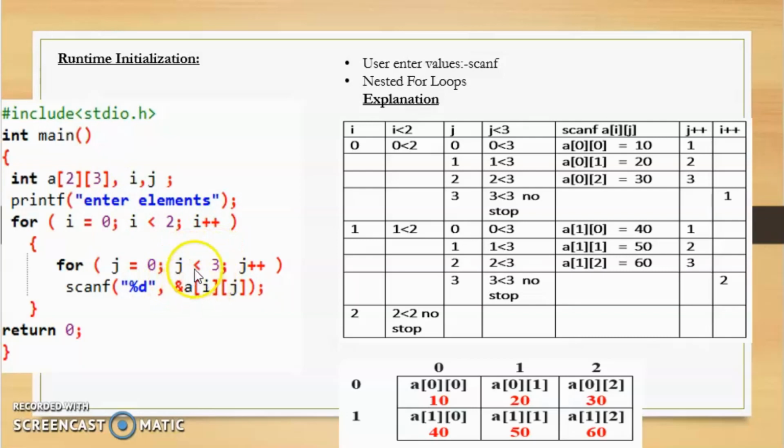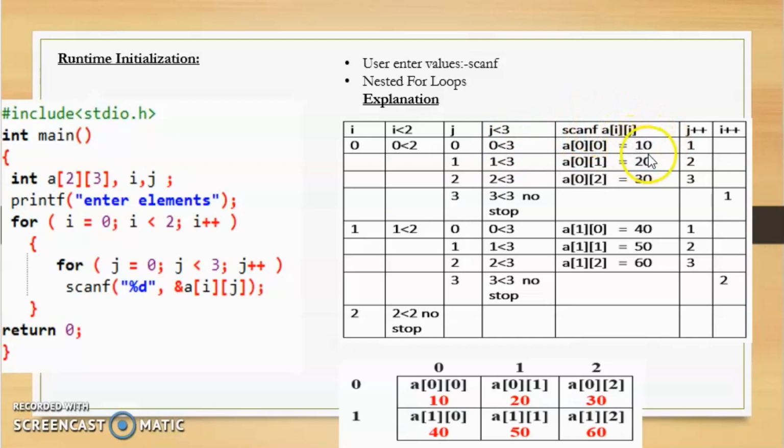If the condition is satisfied, it will execute the statement inside the inner for loop, which is a scanf statement. Whatever value the user enters will be stored in this array A. There is only one statement inside the for loop. As a result, I have not put those curly brackets. So j value will be 0. It will check is 0 less than 3. The condition is satisfied, and so it will execute this scanf statement.